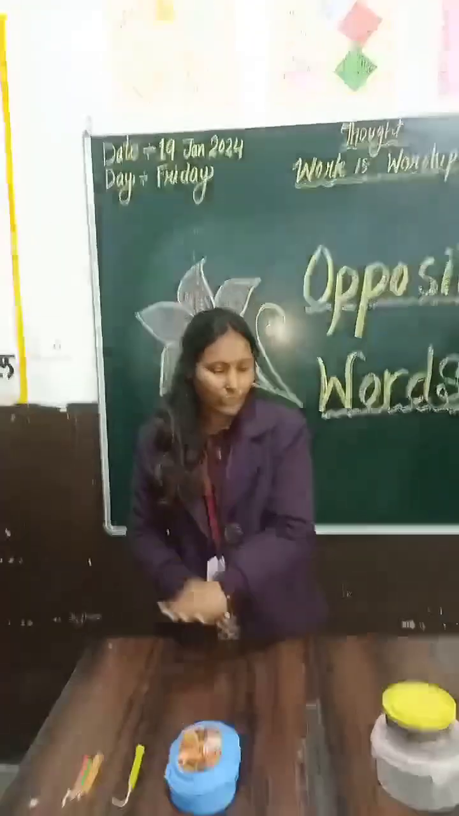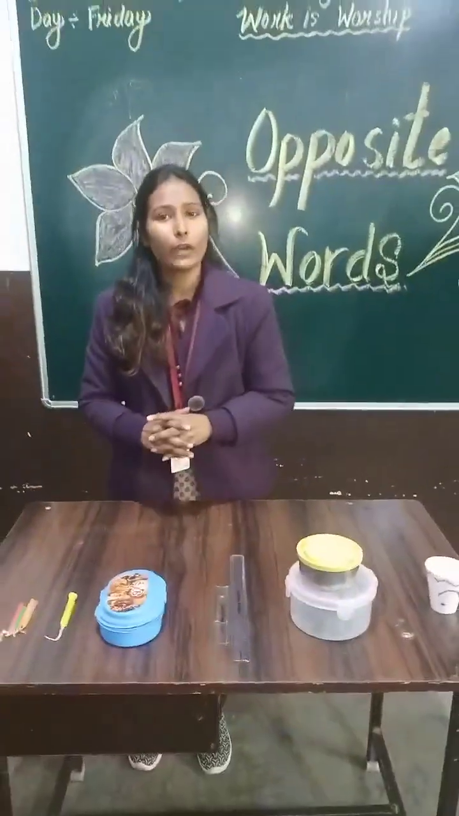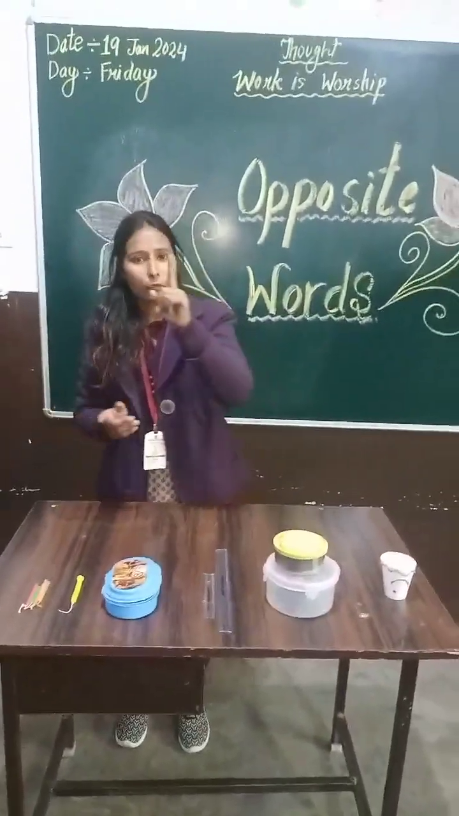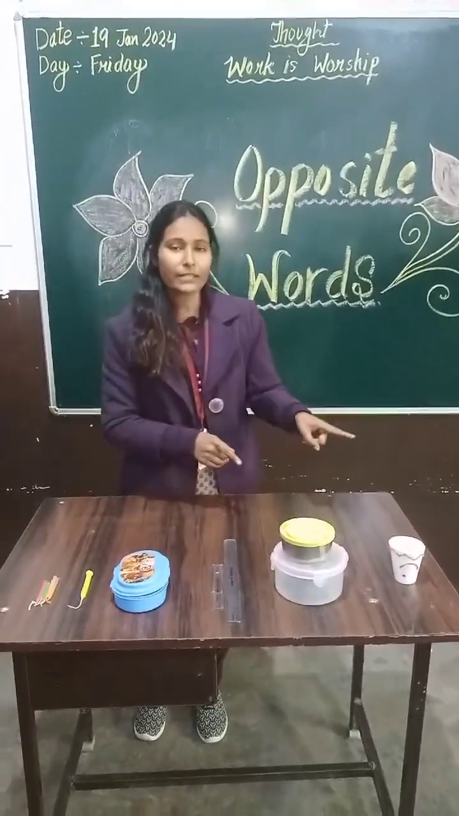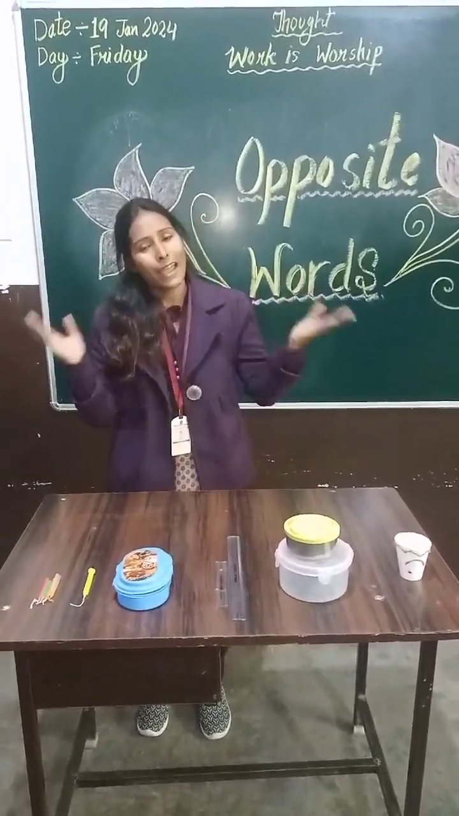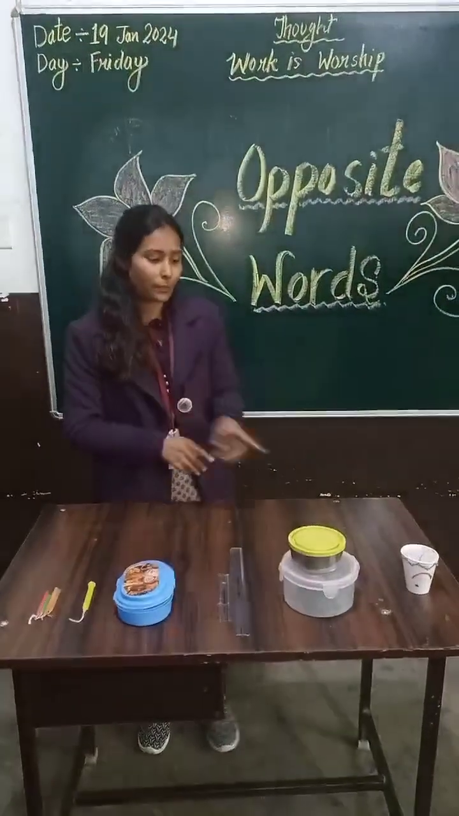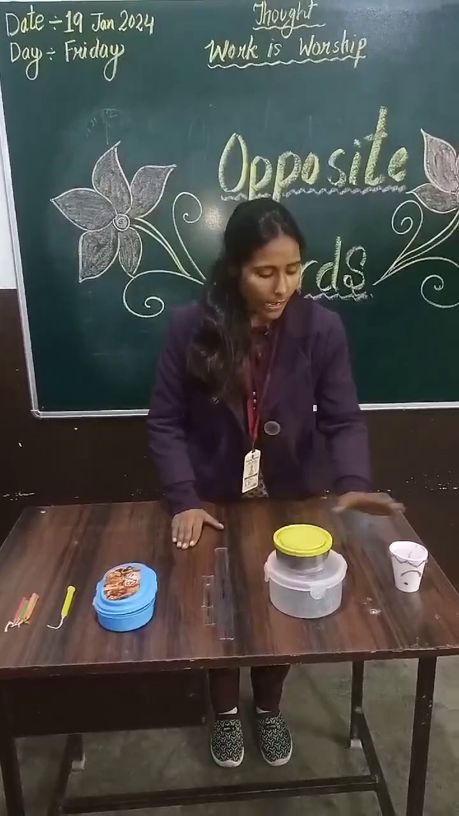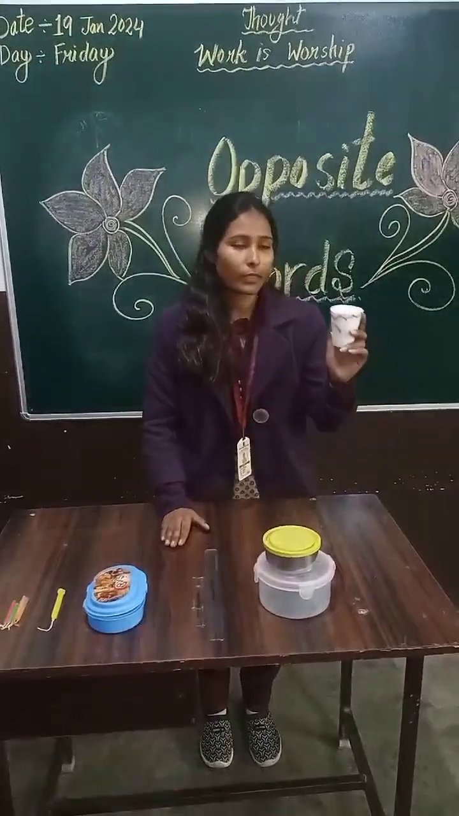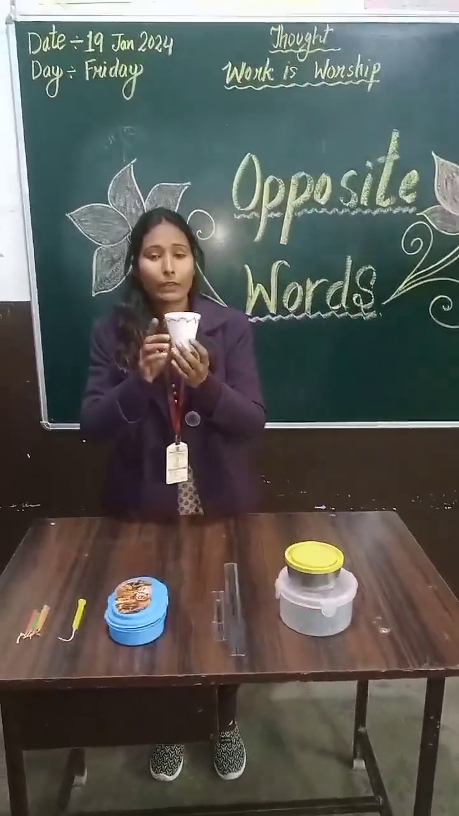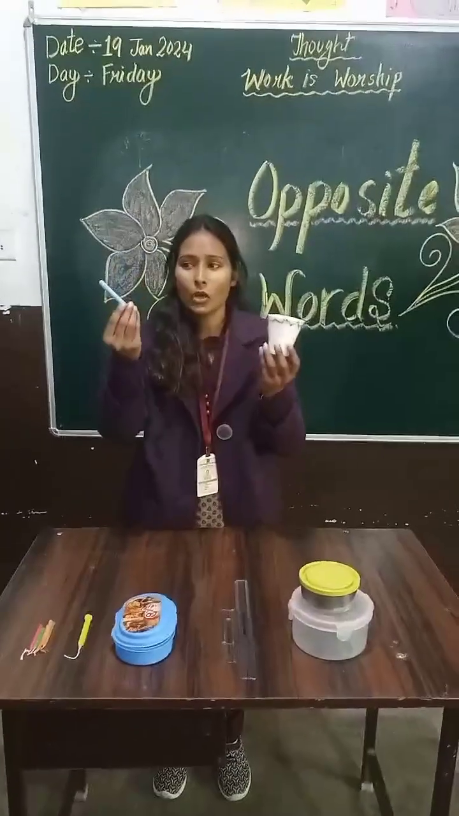We can explain opposite words in two ways. First one is with objects and second one is with action. First of all, we will learn with objects. You can see here, I have some objects on the table. I have a glass and one chalk.